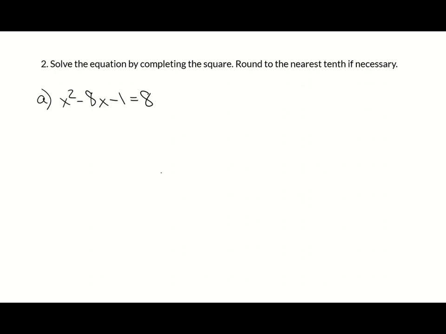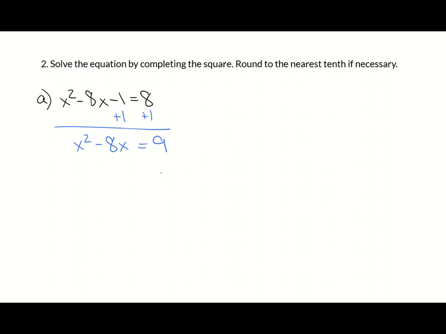Number 2 says solve the equation by completing the square, round to the nearest tenth if necessary. So we have x squared minus 8x minus 1 equals 8. The first thing that you're going to do is get all the constants to the right. So I'm going to add 1 to both sides. And I would get x squared minus 8x equals 9.